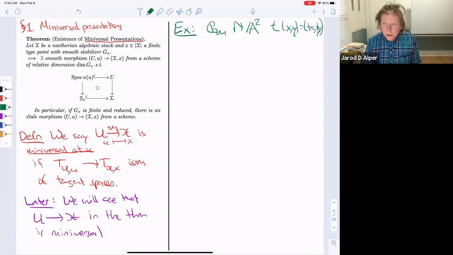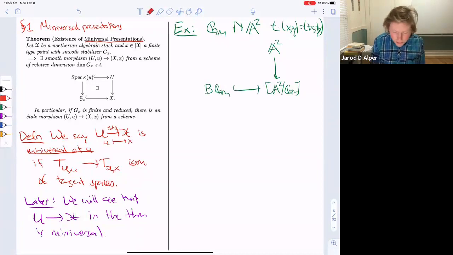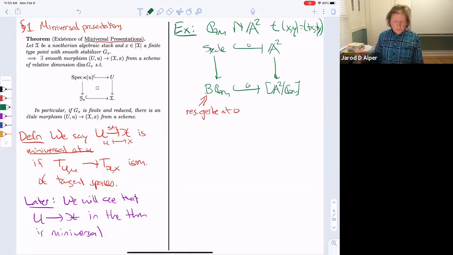And note that we do know that if you take A2 mod Gm, and if I look at the inclusion of the origin, this is the residual gerbe at zero, and if I take the fiber product, I get the origin. And so this is exactly the type of presentation that the theorem is producing here.